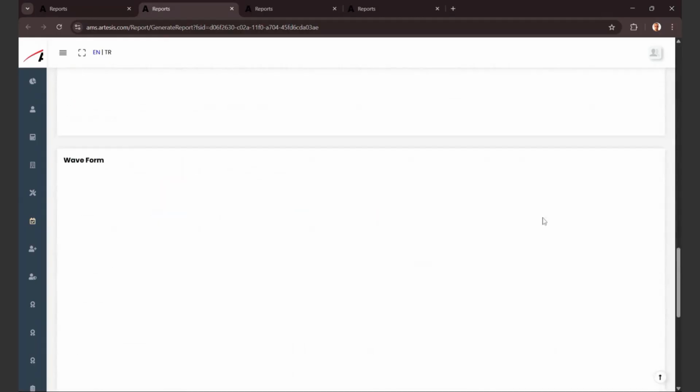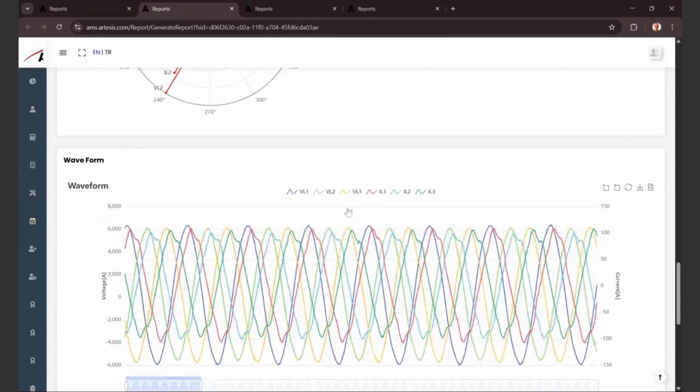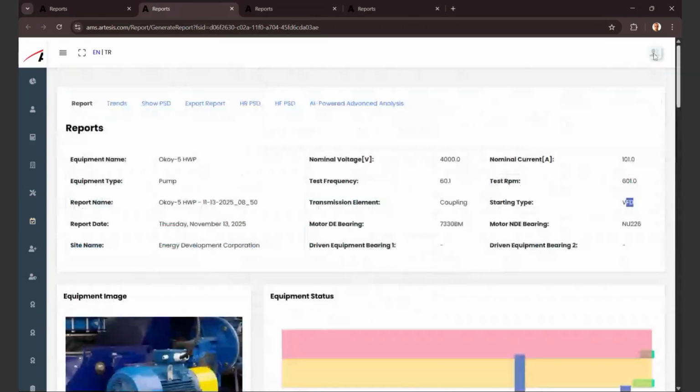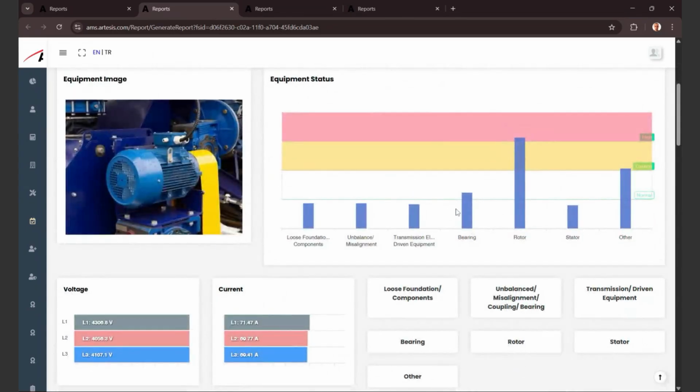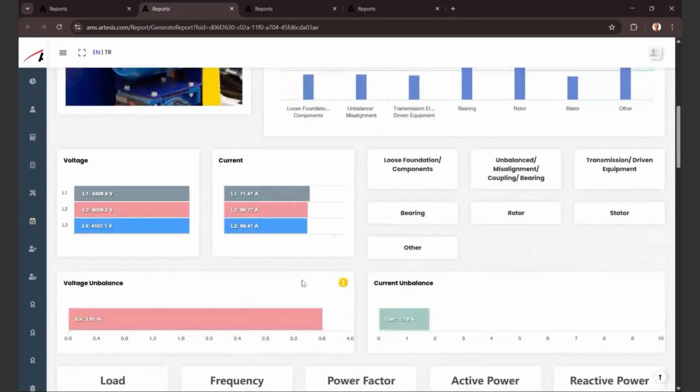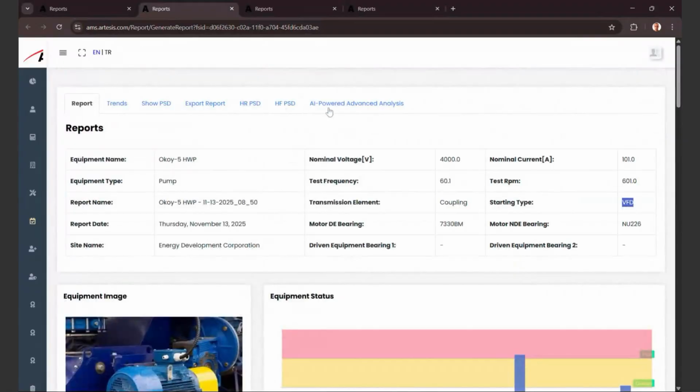If I go here, look at the waveform, it doesn't look like a VFD. So that VFD information is actually not correct. And coupling, because this is selected by the user. So if I look at here, I see a rotor problem. Voltage unbalance is unusually high. So that's 3. That's weird. Maybe some connection issues or the PTs are wrong, but that's quite high.